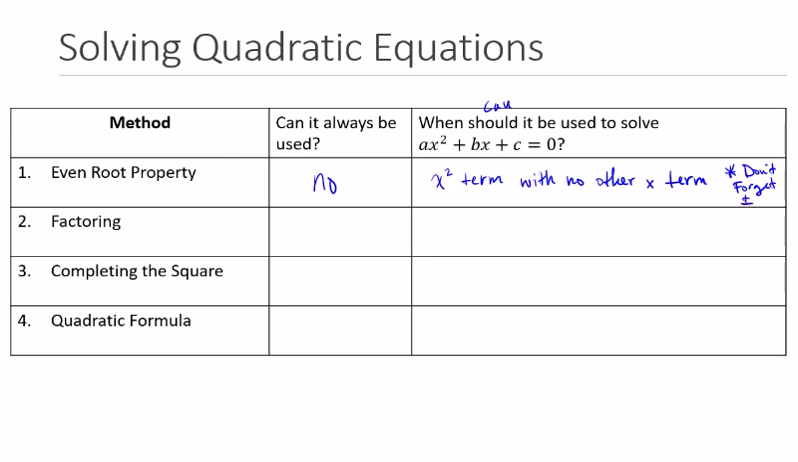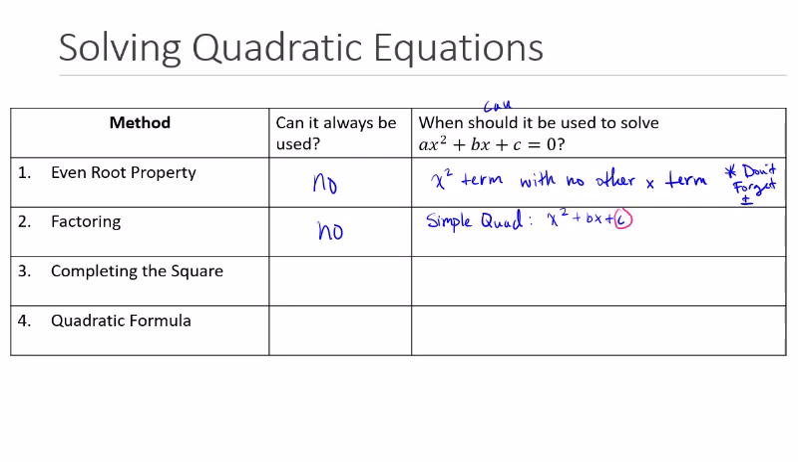Okay, then for factoring, can it always be used? No. When should it be used? So I would say if you have a simple quadratic, if you're comfortable with that, I think that's a great way to go, right? And remember, you're looking for numbers you can multiply to get C that you can add or subtract to get B, right? Okay, so C is the key term that you're looking for, okay?